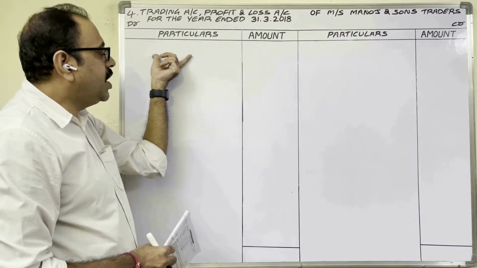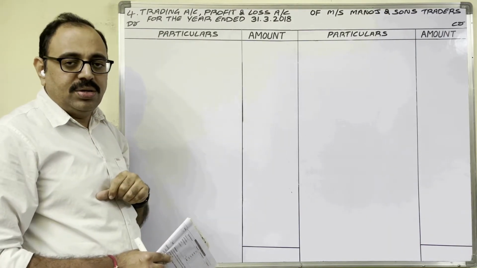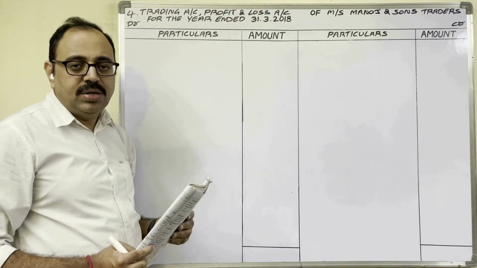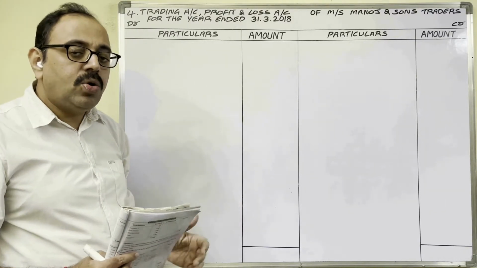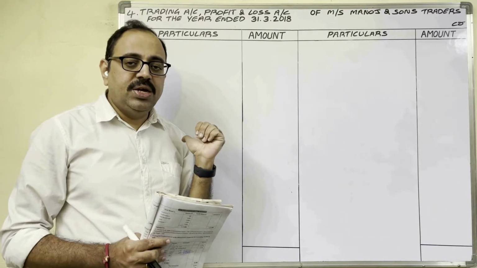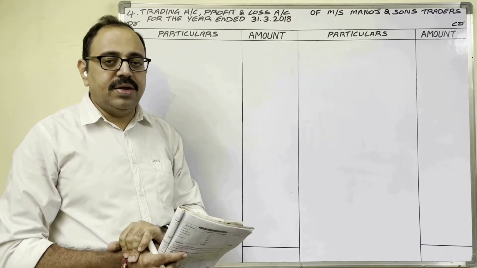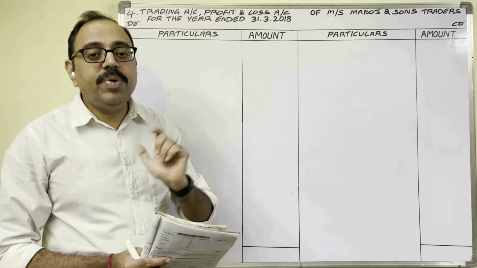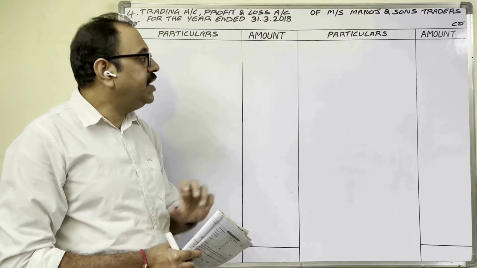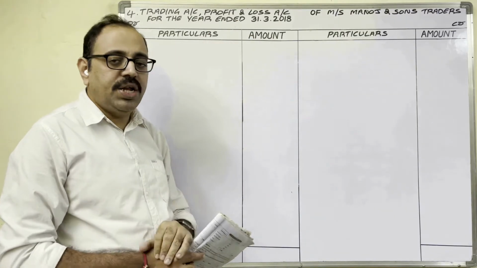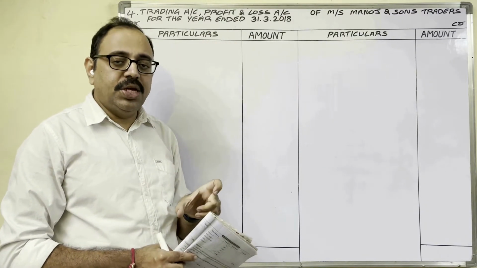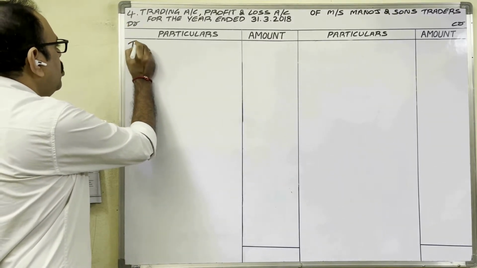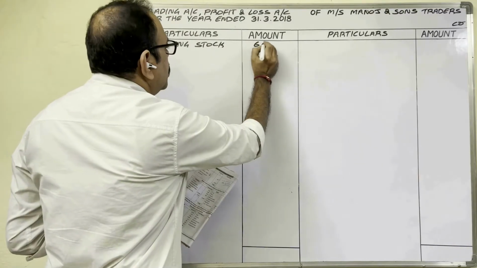You have to start the trading account with the opening stock. See the question. In the debit column, opening stock 6,000 is given. Opening stock means the closing stock of the previous year becomes the opening stock for the current year. So the unsold stock of the previous year is known as the opening stock for the current year. The year starting date is 1/4/2017. The stock on that day is known as opening stock. On the debit side you have to show that amount: To opening stock 6,000 rupees.